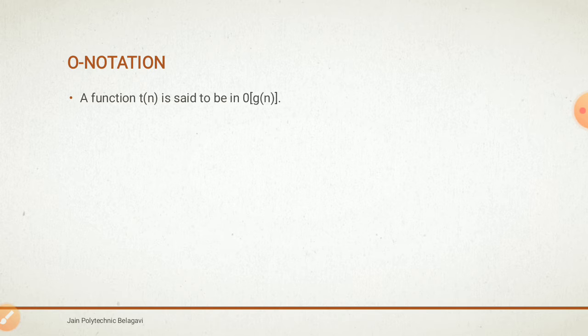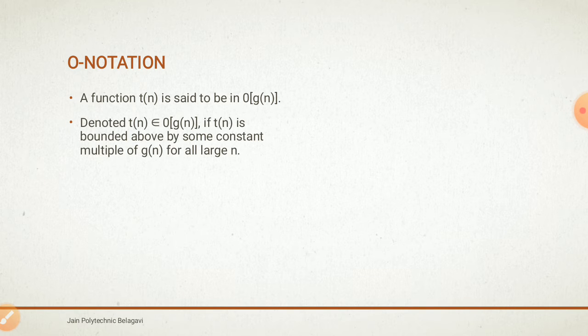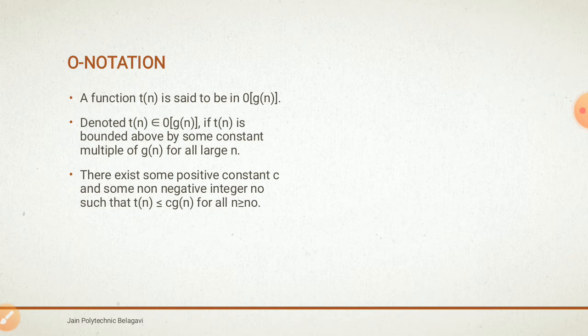Big O notation: a function t of n is said to be in big O of g of n, denoted t of n is a subset of big O of g of n, if t of n is bounded above by some constant multiple of g of n for all large n. That is, there exists some positive constant c and some non-negative integer n naught such that t of n is less than or equal to c g of n for all n greater than or equal to n naught.